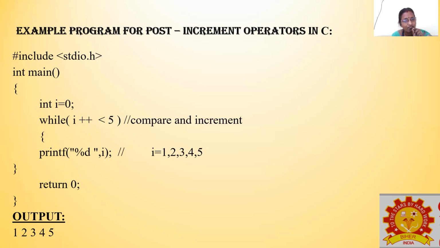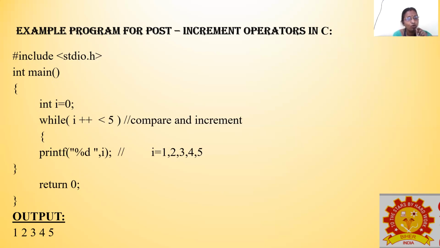So print the I value as 4. Then go to the while loop. Yes, I plus plus. What is the current I value? That is 4. 4 is less than 5. Obviously, you are permitted to enter into the while loop. Then you increment the I value. Yes, that will now become 5. So print the I value as 5.